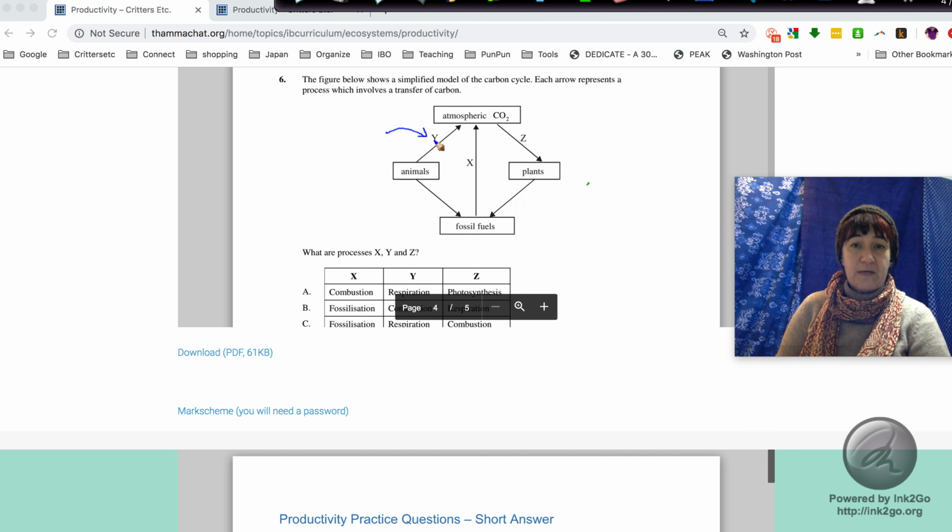So, okay, we've got animals giving off carbon dioxide, so that's by respiration. And then atmospheric carbon dioxide going into plants, that's by photosynthesis. Plants to fossil fuels and animals to fossil fuels. This is fossilization.